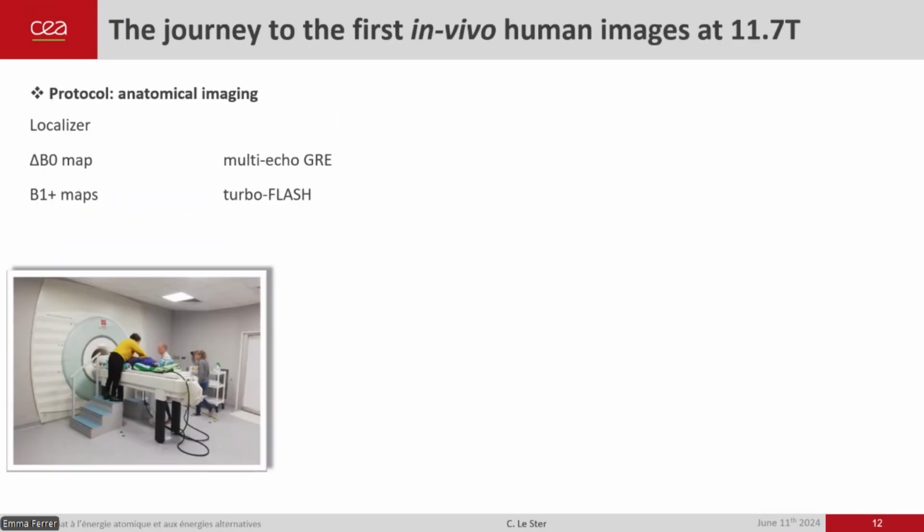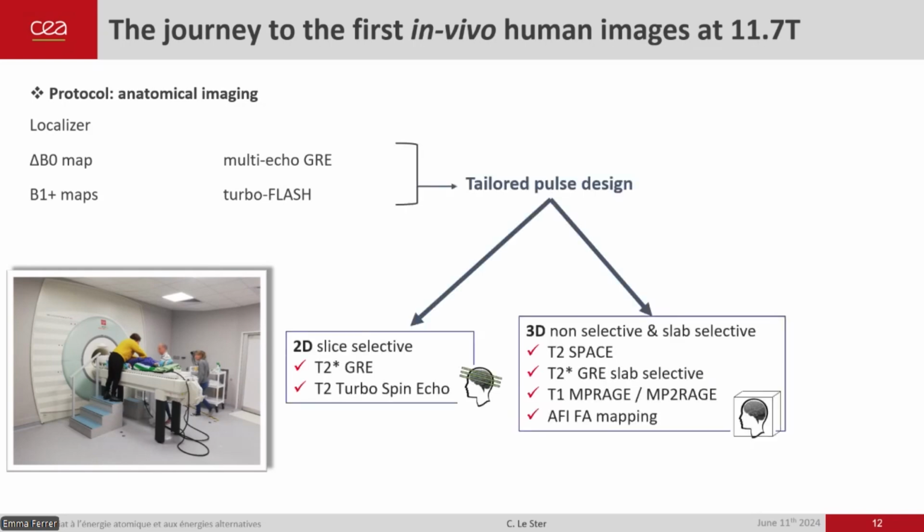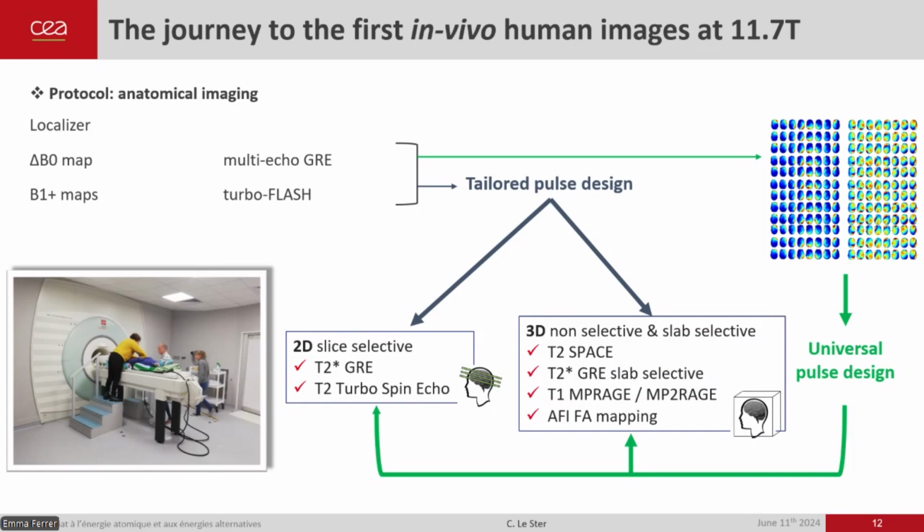So in the PREM study, all the volunteers had a localizer, a delta B0 map, and a B1 plus map. They were used to design some tailored pulses for 2D or 3D sequences. Once we had acquired these maps on a few volunteers, Vincent Gras was able to design universal pulses for 2D or 3D sequences. Since we had so few volunteers to scan, the protocol was very iterative, changing over the subjects.